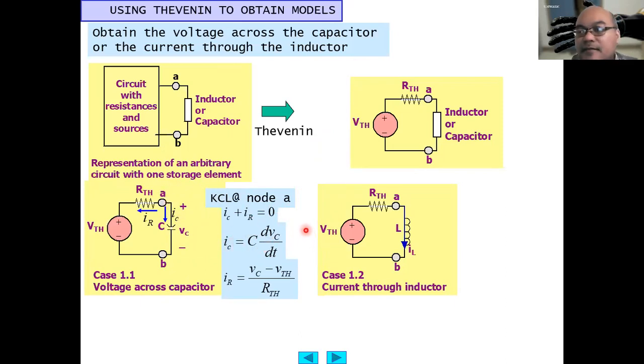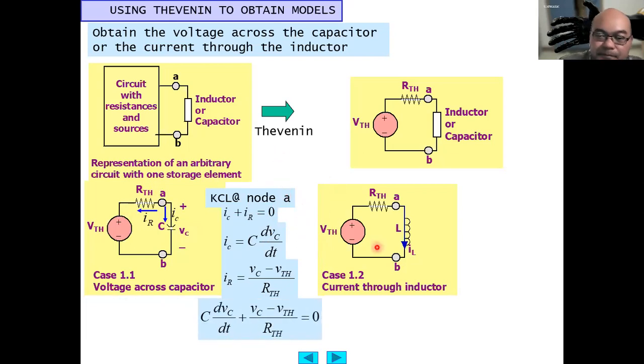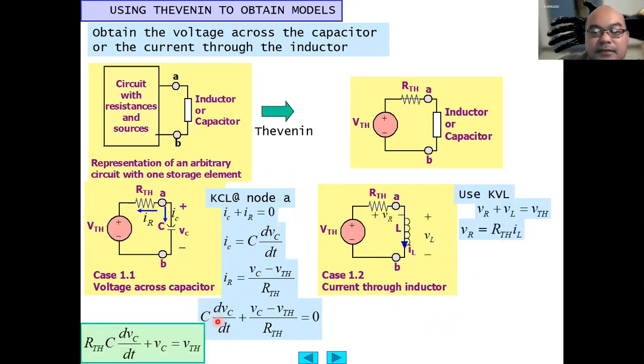So this is basically the same as the earliest example we gave when the voltage source is just connected to R and C in series. Then we put C dVC/dt into the standard form: C dVC/dt plus (VC minus VTH) over RTH equals 0. We multiply both sides with RTH to obtain the standard form: RTH C dVC/dt plus VC equals VTH.